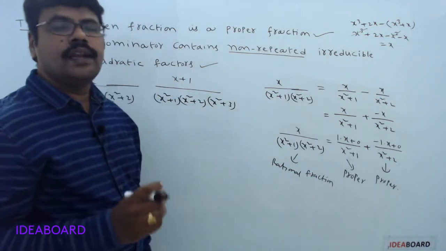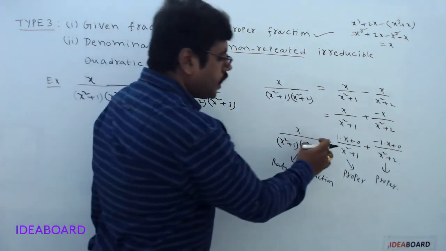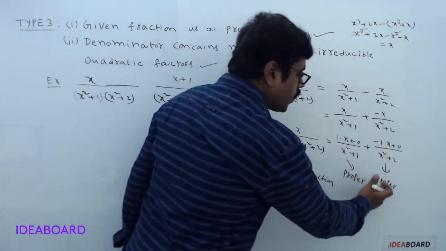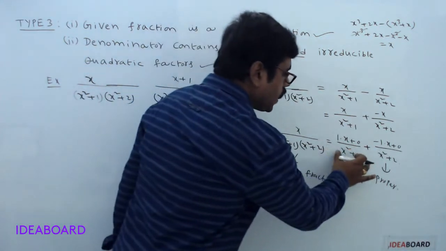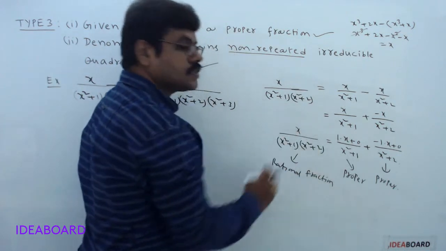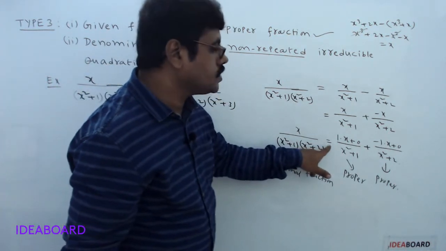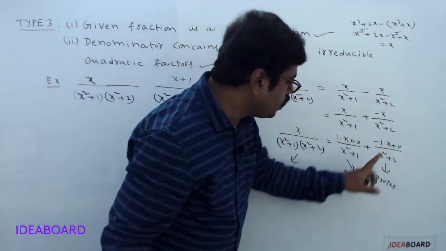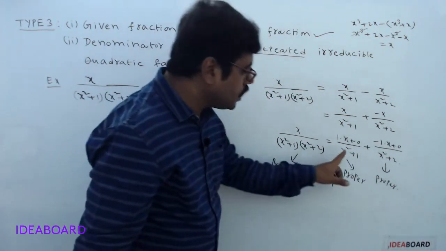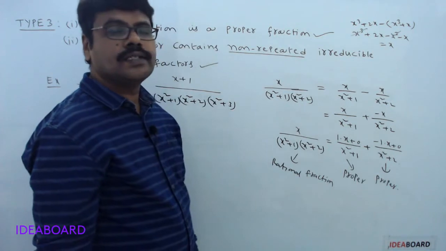Now, what is the definition of a partial fraction? If a rational fraction can be expressed as a sum of two or more proper fractions, then each fraction is called a partial fraction of the given rational fraction. What is the definition? If a rational fraction can be expressed as a sum of two or more proper fractions, then each proper fraction is called a partial fraction of the given rational fraction.